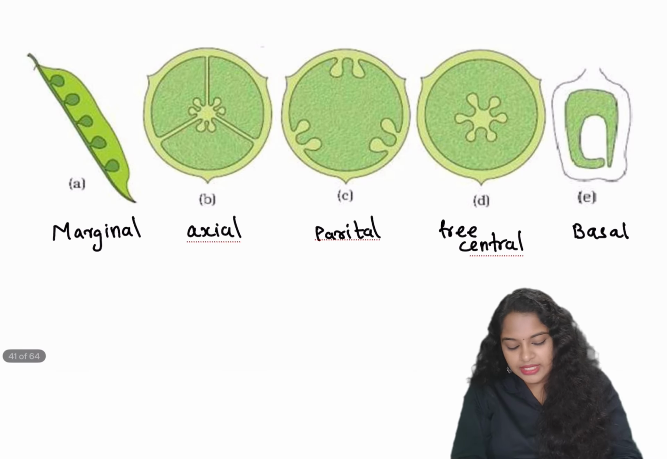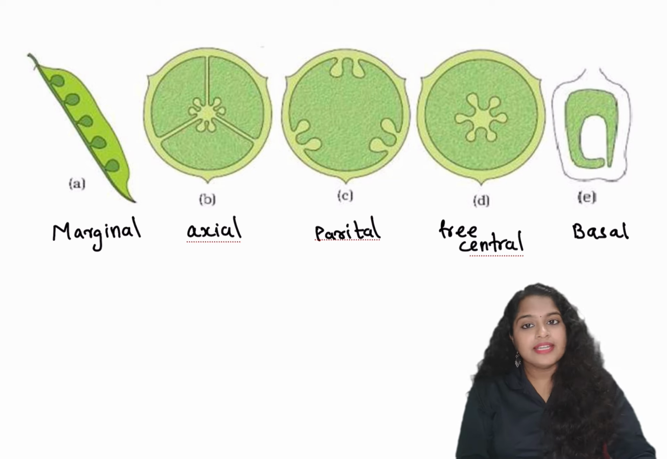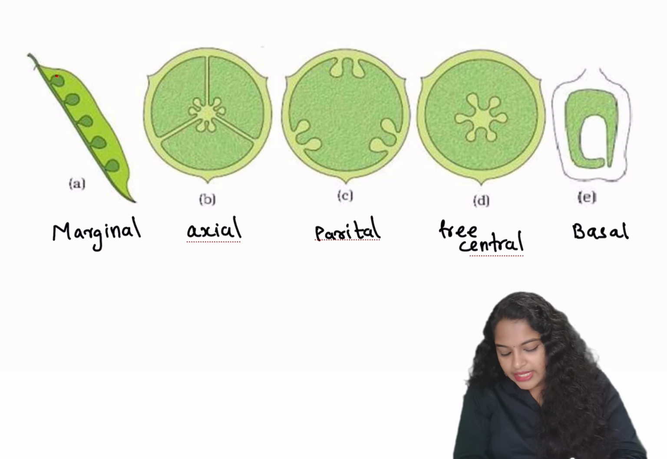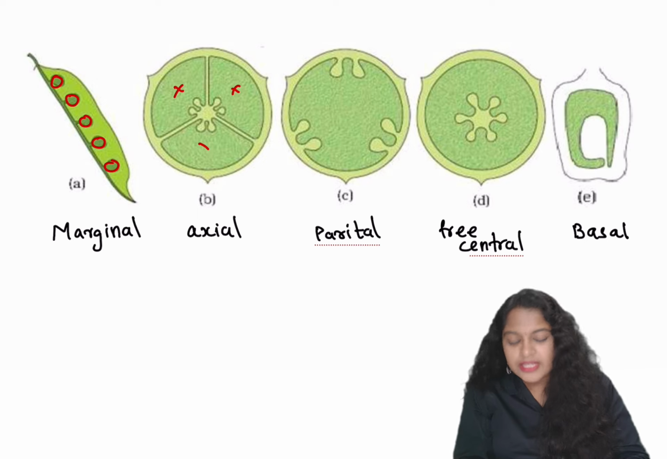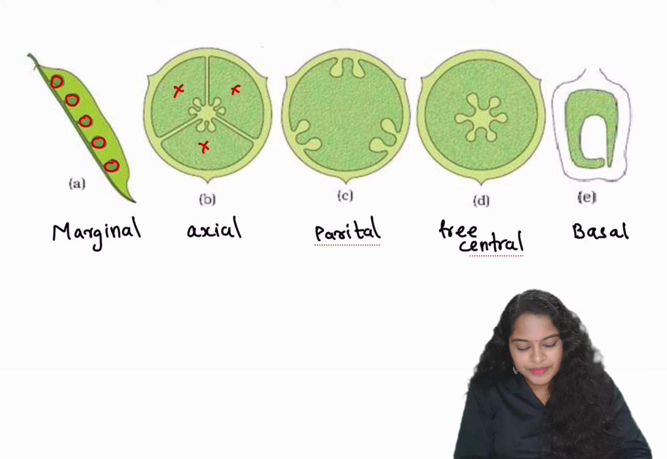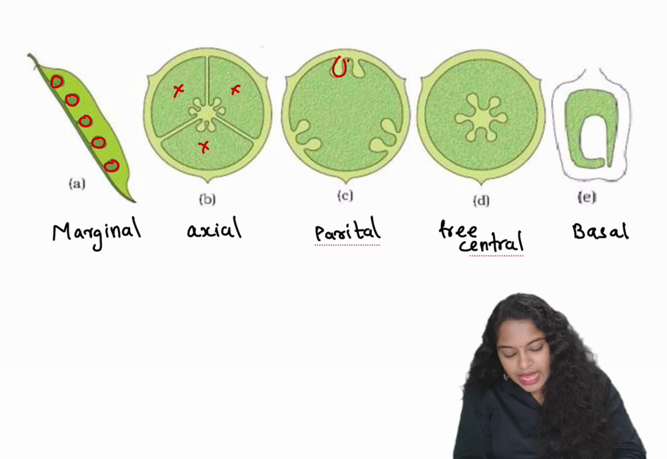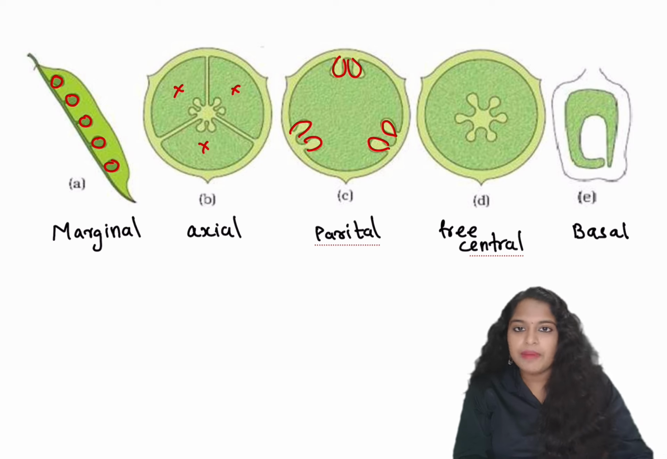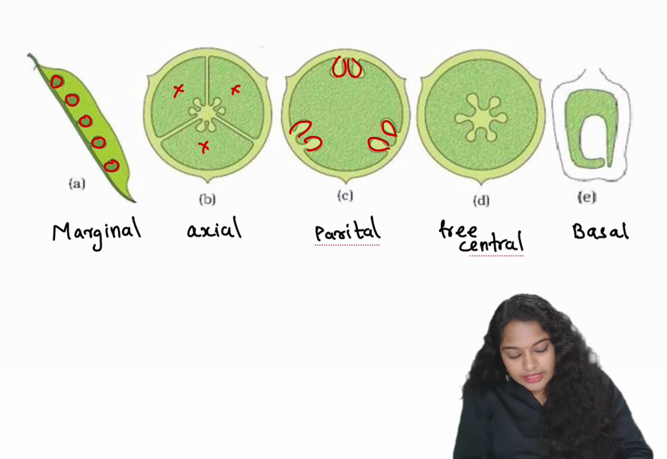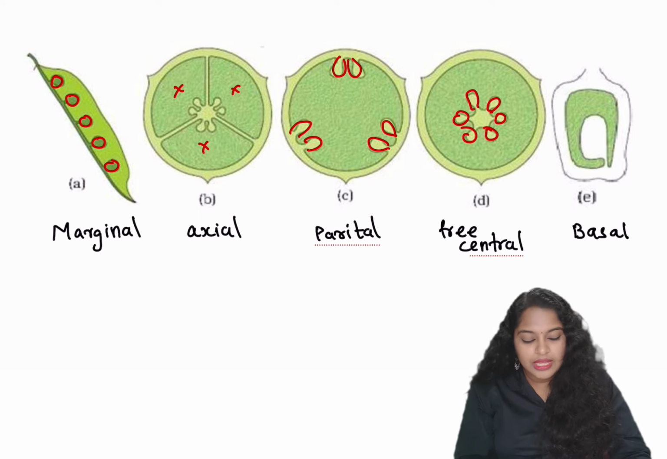So here are the marginal, axial, parietal, free central and basal placentation. So you can see at the ridge the ovary and ovules are produced. Now you can see axial placentation. So different locules are present, that is, multilocular arrangement is present. Next is parietal. The ovules are arranged in the parietal part of ovary, like this, in the outermost part. Now coming to the free central, the ovules are arranged in the central part which is having no septum. And the last one is basal. The ovules are present at the base of ovary.